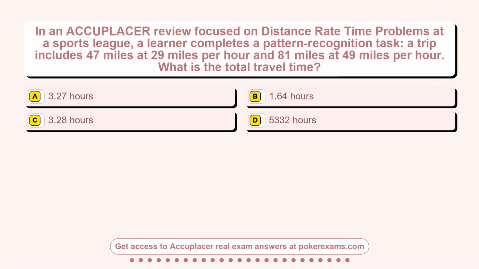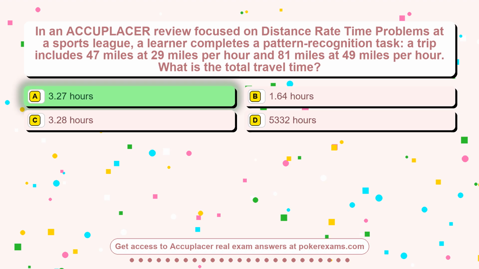Question 15. A court considers whether a state creates an unjustified discriminatory classification. Which clause is central to the analysis? Option A, Postal Clause. Option B, Equal Protection Clause. Option C, Naturalization Clause. Option D, Suspension Clause. The correct answer is option A, 3.27 hours.